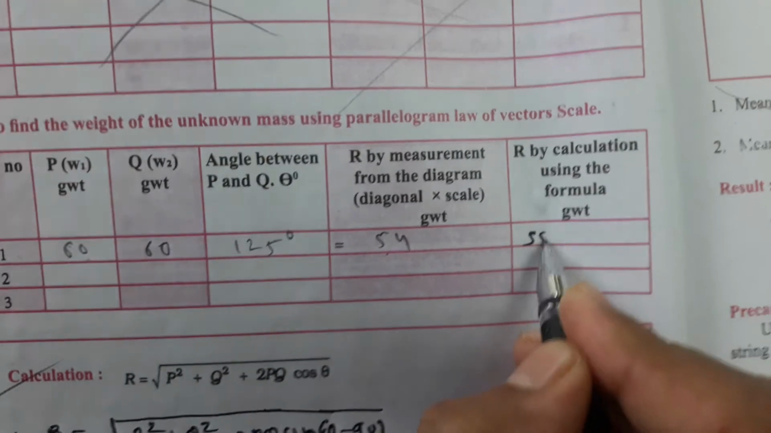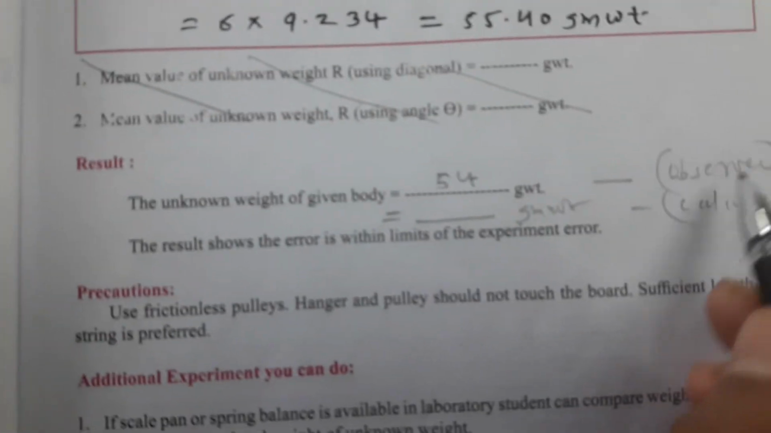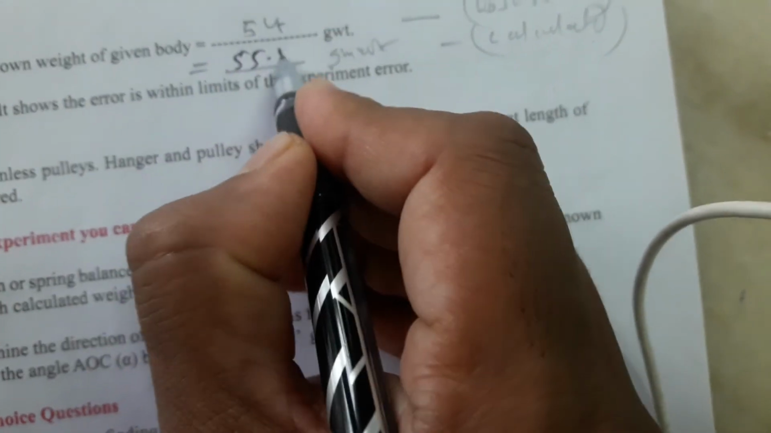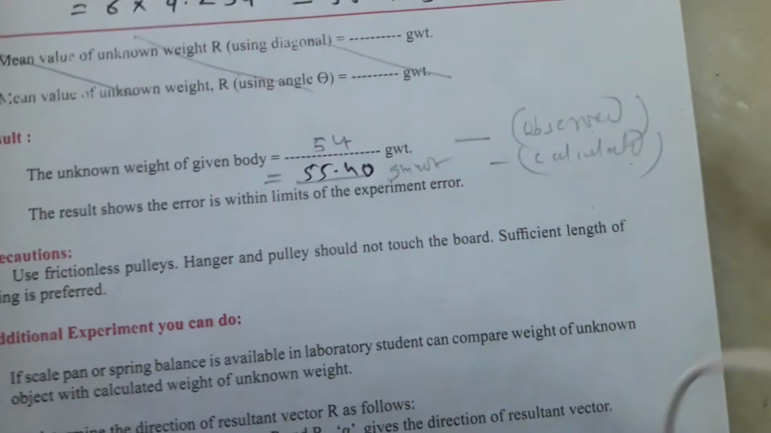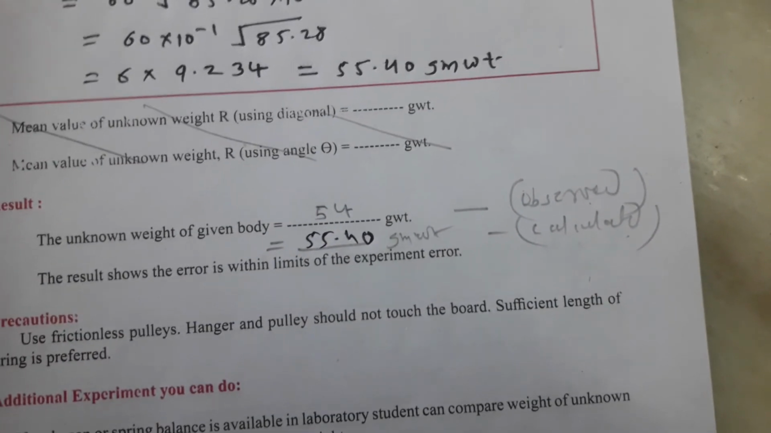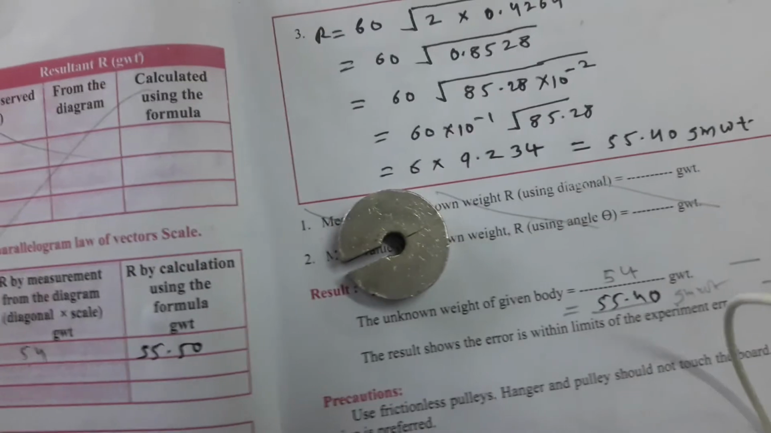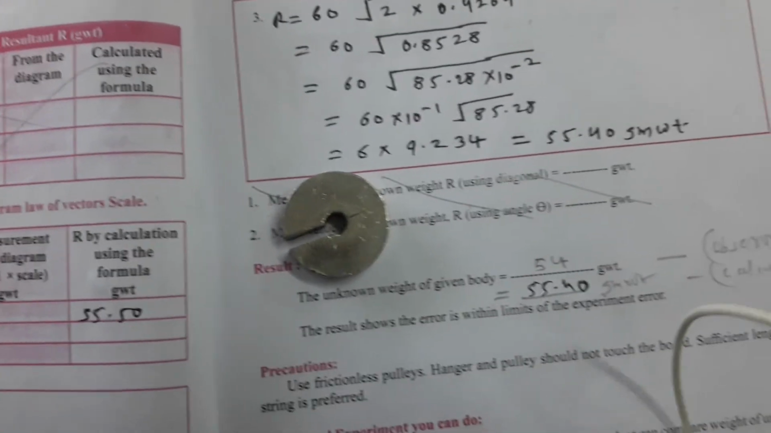So we will write here this value. In result, this is the observed value, and by calculation we got 55.40. So approximately we could say more or less near about 54 or 55. So the unknown weight you can say is around 54 or 55 gram weight.